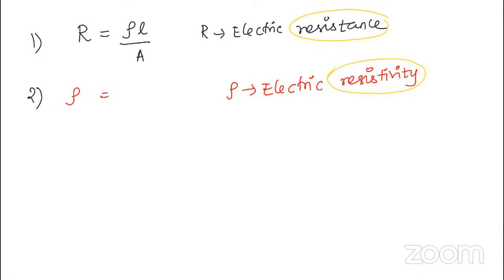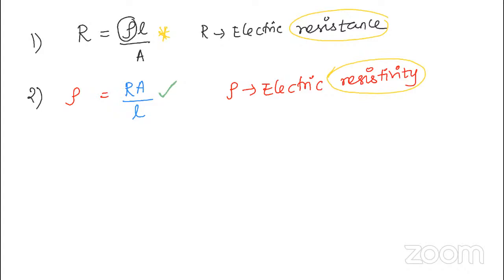So from the first expression, how do we calculate the value of rho? Just cross multiply A, and it becomes R into A divided by L. We use this formula to calculate resistivity, and the earlier formula to calculate resistance. So now we have seen two formulas.